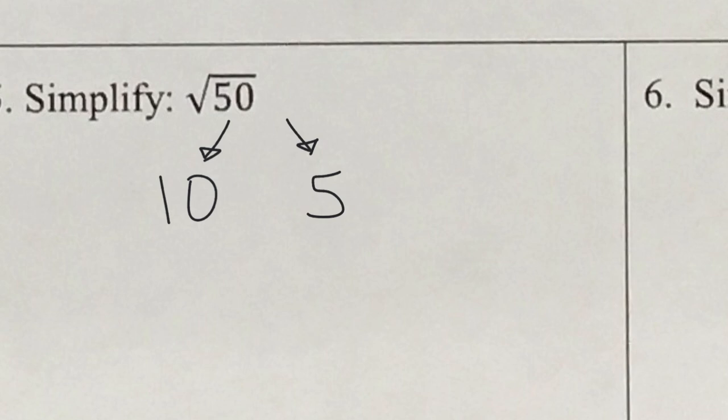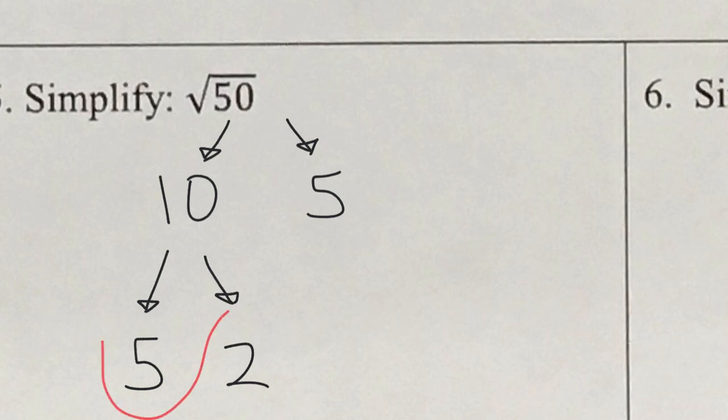Okay? Can we split 10 anymore? What numbers multiply to give us 10? 5 times 2. Okay, can we split 5 anymore? No, that's just 5 and 1, right? So that is a prime number. So our prime factorization is 5 and 2 and 5.